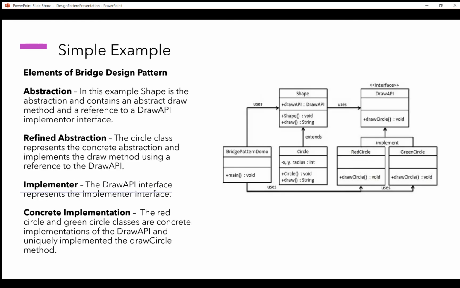And here we have a simple example. The abstraction in this example is the shape abstraction, and it contains an abstract draw method and a reference to a draw API implementer interface. A refined abstraction here is the circle class, and it represents the concrete abstraction and implements the draw method using a reference to the draw API. The implementer is the draw API interface, and it contains an abstract draw circle method, and the concrete implementations are the red circle and green circle, which implement the draw circle method.